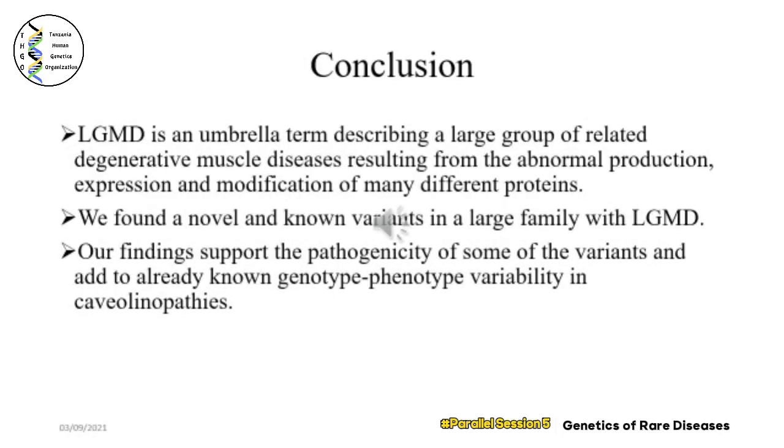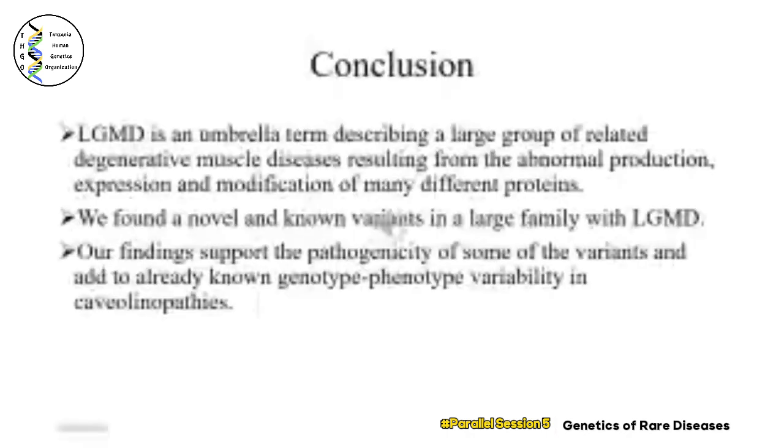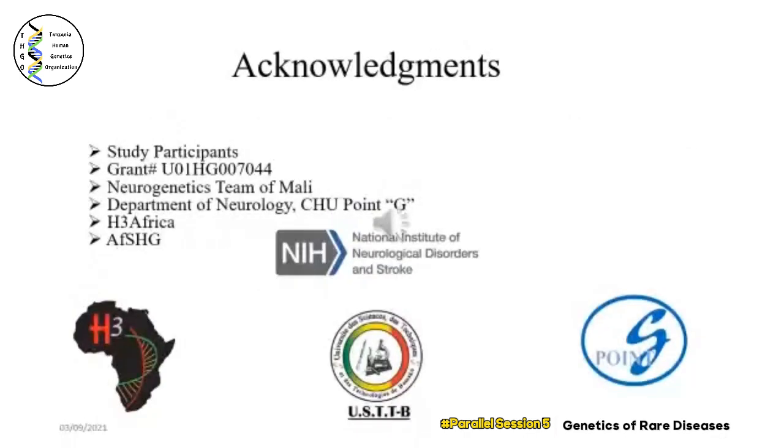So limb-girdle dystrophy is a large group of muscular diseases resulting from the abnormal production of different proteins. So we found a novel variant in muscular dystrophy. Our findings support the pathogenicity of this variant and add to the already known genotype-phenotype variants of the caveolinopathies.